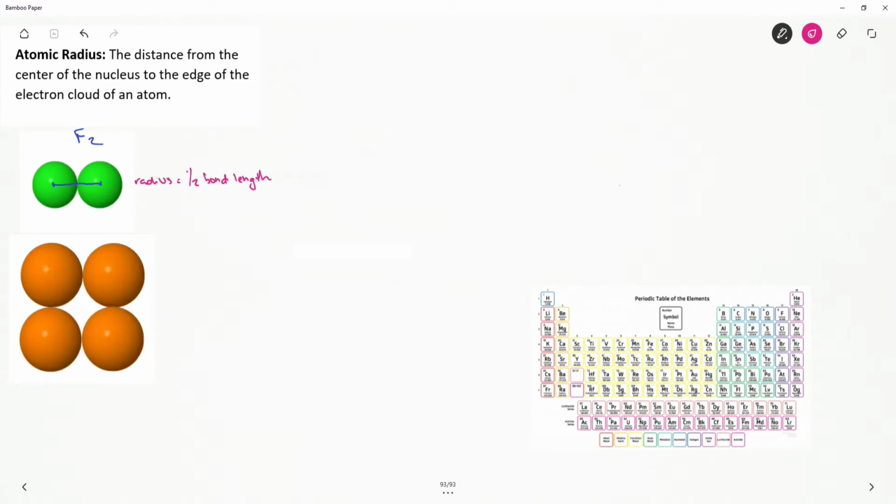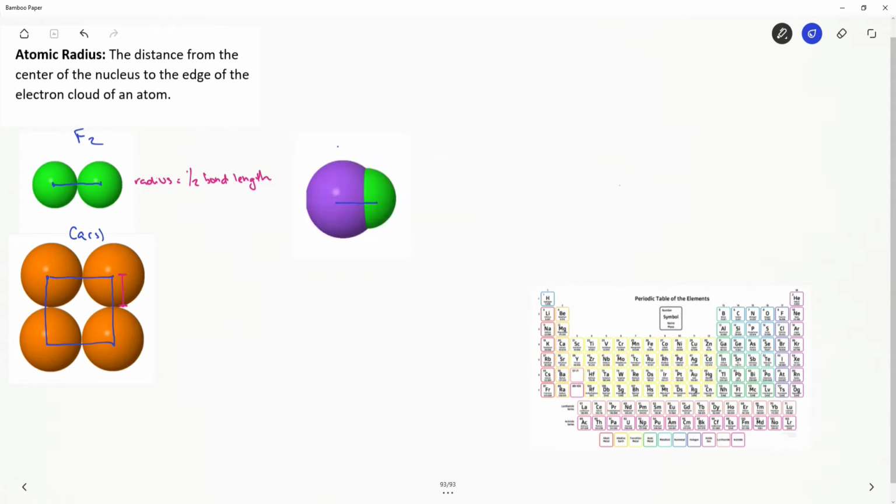We can also do this with metallic bonding. So let's say we have a sample of calcium metal here. Again, we can measure bond lengths from nucleus to nucleus, and then the radius of the calcium atom is simply 1/2 of whatever the bond length is.